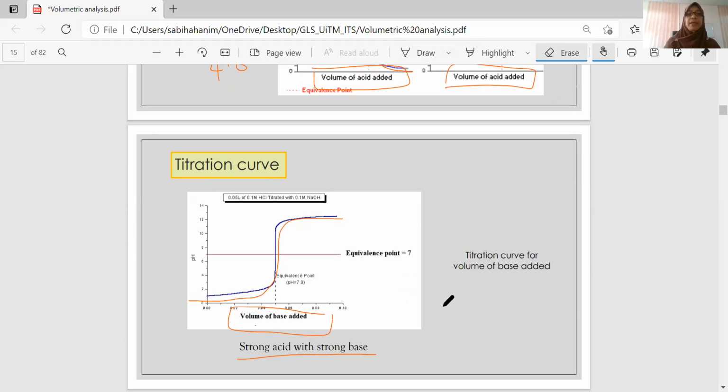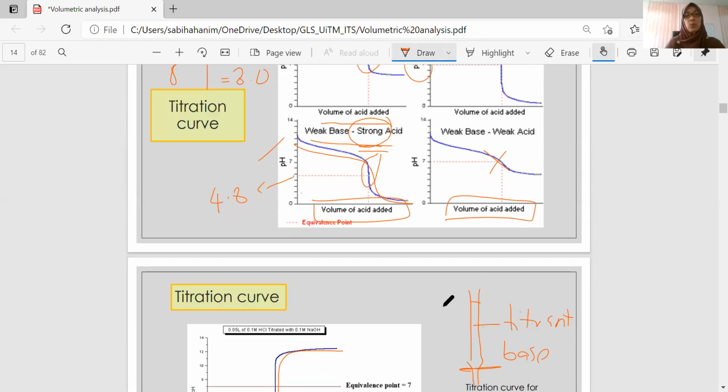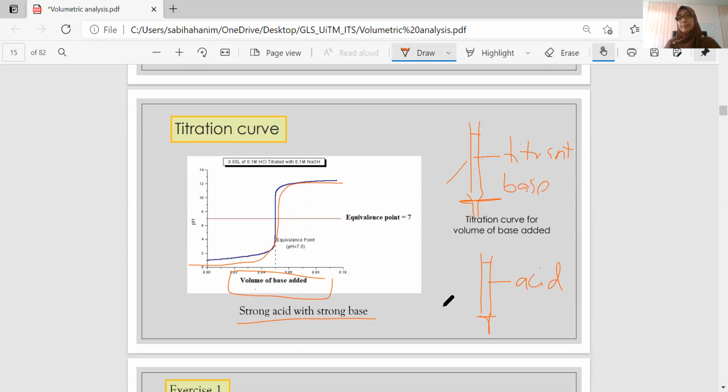When I say we add the base, the student has to imagine that the base is actually inside the burette. This one, we have the burette. So here is the titrant. The titrant is actually base. We can put inside this one acid. So when we add the acid, this one. When we put the base inside, we will get this.